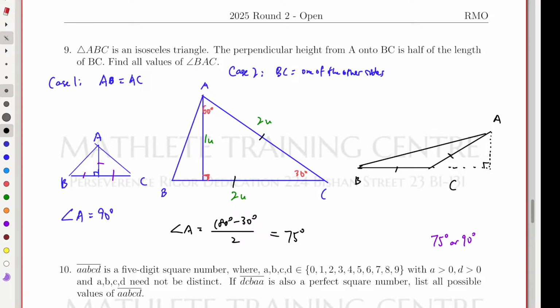Yeah? So in that case, we can do something similar. In this case, this is 1 unit, this will also be 2 units, this will also be 2 units. Then this will be a 30 degree angle, right? 30 degrees here. So in that case, because it's isosceles, both of these angles will be 15 degrees. So actually, that is also a possibility, right? So actually, the answer for this question is supposed to be 15 degrees, or 75 degrees, or 90 degrees. Sorry about that.